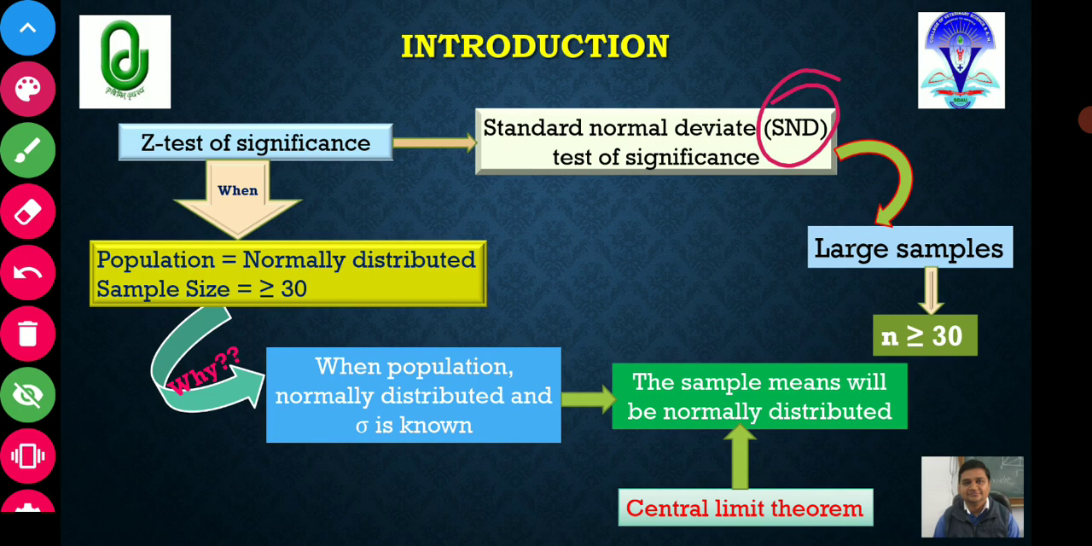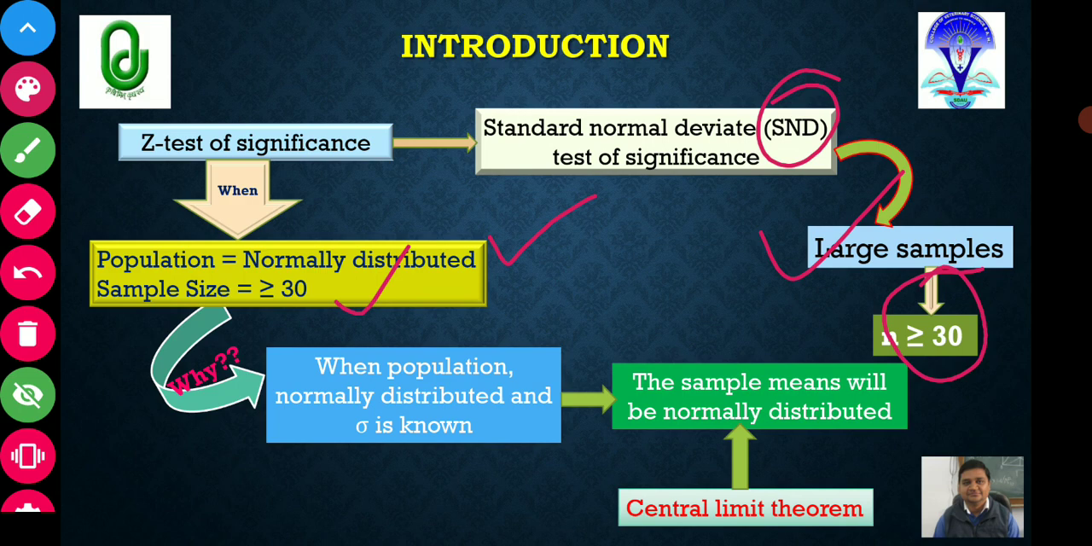And this test is applicable when sample size is large. And what is large sample size? When sample size is equal to or more than 30. So when the sample size is equal to or more than 30, that kind of sample is called a large sample. Now when we are applying Z test of significance, there are two conditions. First, that population should be normally distributed, and another condition is that sample size should be more than or equal to 30.